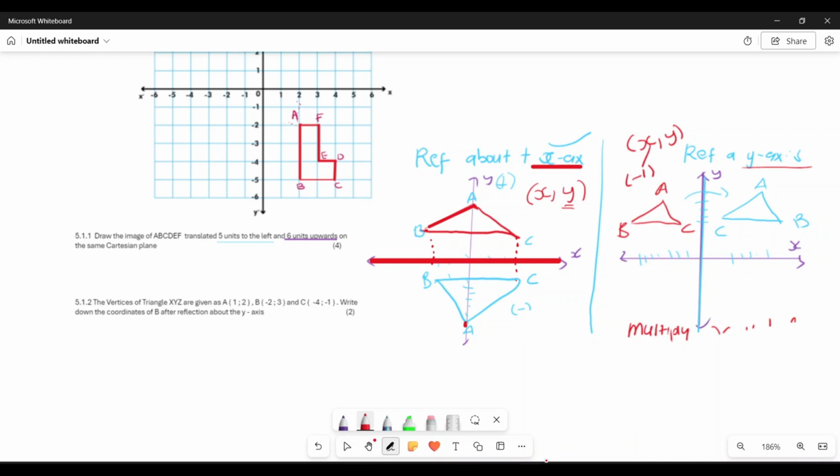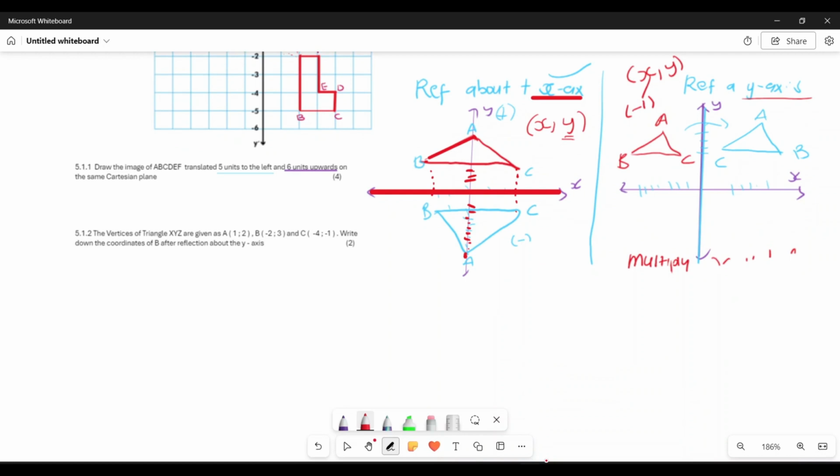Now, what would be affected is your y value. Look at your red shape. Initially, it was on the positive side. Remember, above your x-axis, this portion, right, your y values are positive. Now, when you reflect it about the x-axis line, you see that now the y values of your shape are going to be negative. Right? So as a result, what can we conclude about reflection about the x-axis?